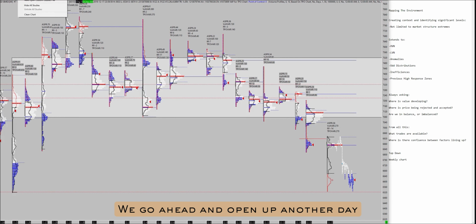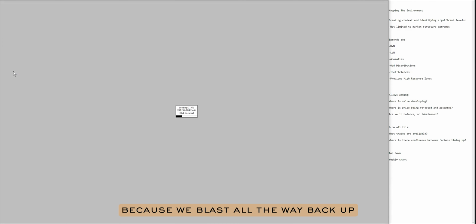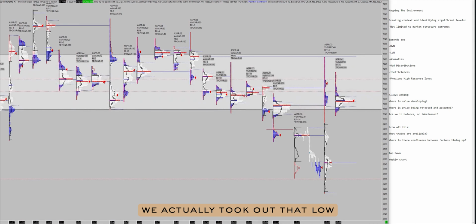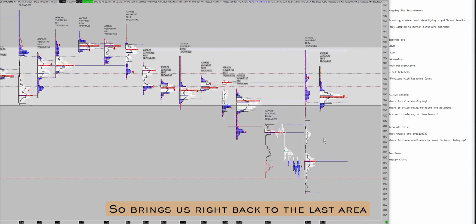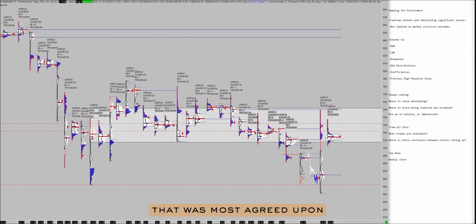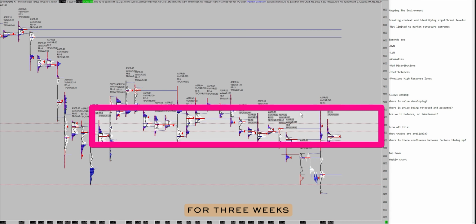We go ahead and open up another day, and we'll see that in this case we actually do revisit that low. We'll open up 2 days because we blast all the way back up. So we'll go ahead and do that. We see that we actually took out that low. So what that brings us to is back to this prior range. It brings us right back to the last area that was most agreed upon, which is this range that we were stuck within for 3 weeks.